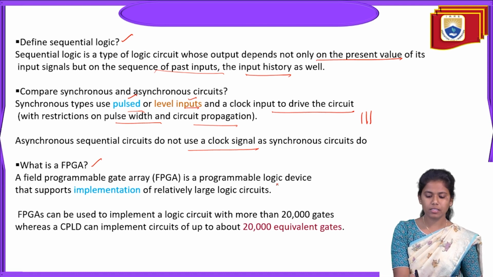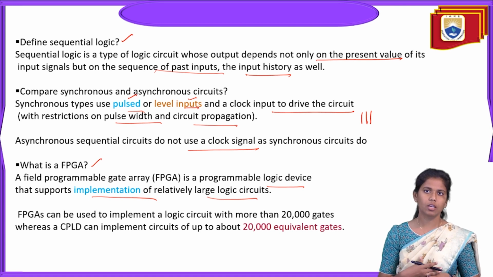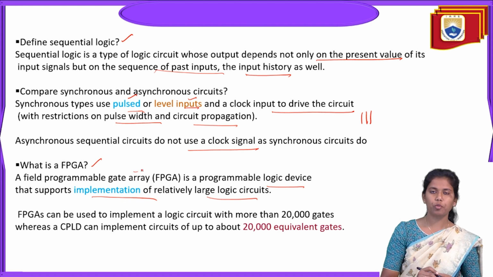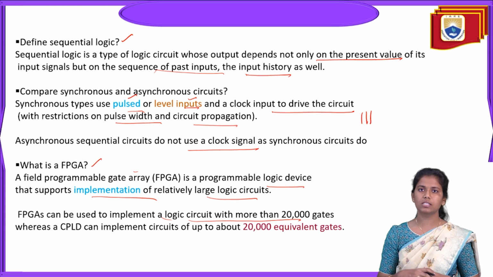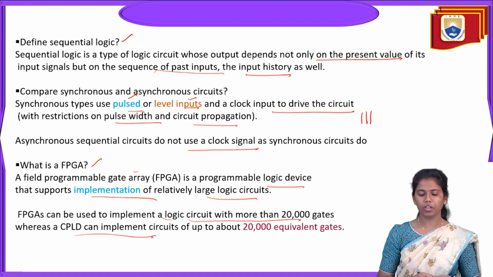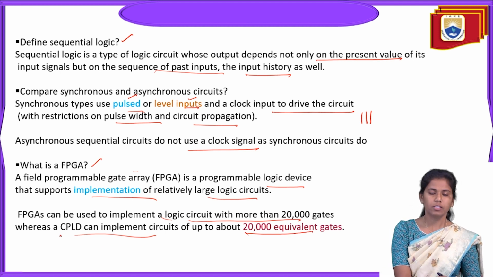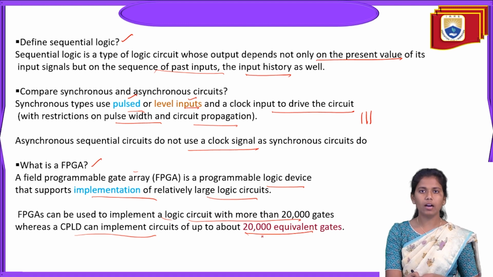The field programmable gate array is a programmable logic device that supports implementation of relatively large logic circuits. For complex designs and large complex circuits, FPGA is mostly used. It can be used to implement logic circuits of more than 20,000 gates. Whereas a CPLD can implement circuits of about 20,000 equivalent gates. What is a CPLD? CPLD is a complex programmable logic device. The two are similar, but in FPGA we use more than 20,000 gates, whereas up to 20,000 gates can be used in CPLD.